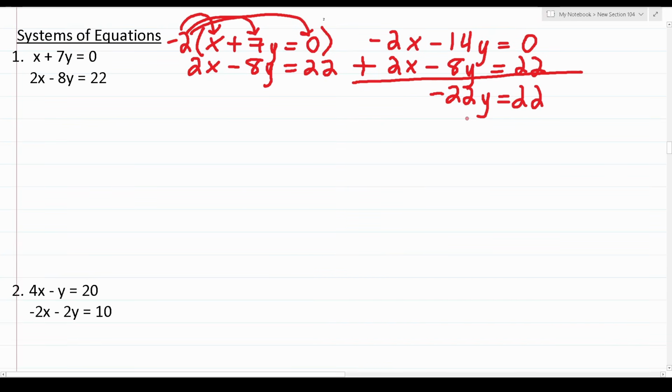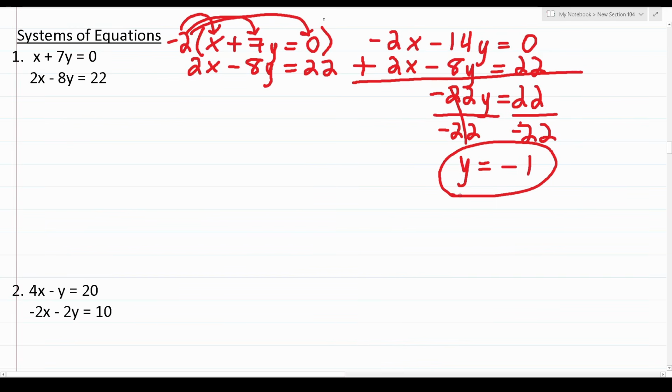Again, our goal is to solve for y at this point, so we're going to divide both sides by negative 22 to get y by itself. This crosses out here, leaving you with just y on this side. 22 divided by negative 22 is going to be negative 1. All right, so we found that y is equal to negative 1.